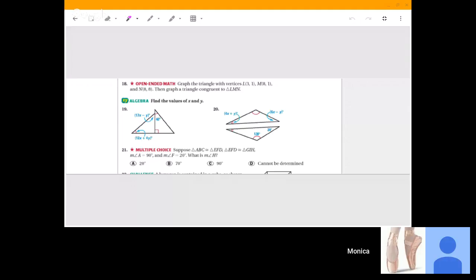So let's see. For number 19, you're supposed to find the values of x and y. When you look at this problem, you have the two triangles there. You know that it gives you the measure of these two angles. Since this one's a right angle, this one's also a right angle, okay? So you know that the interior measures of the angles add up to be 180, right?